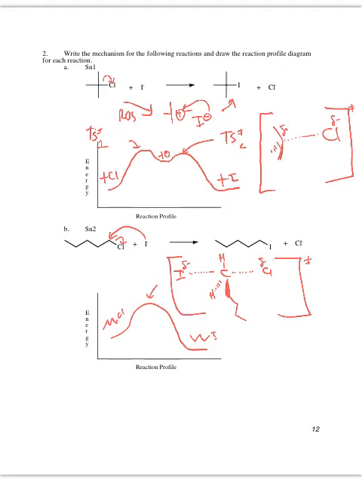And then the transition state for the second transition state is just going to be where we replace the chlorine with the iodide and draw it. So it would look something like this, with a partial negative on the iodide and a partial positive on the carbon.